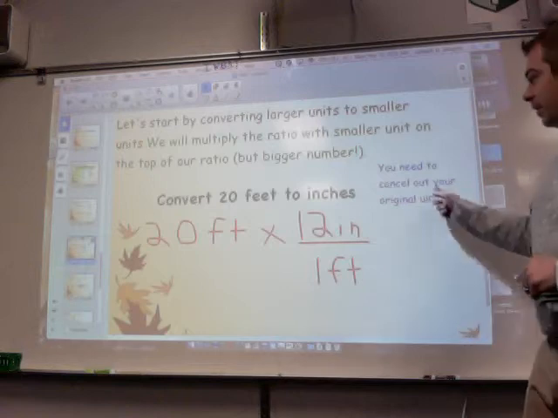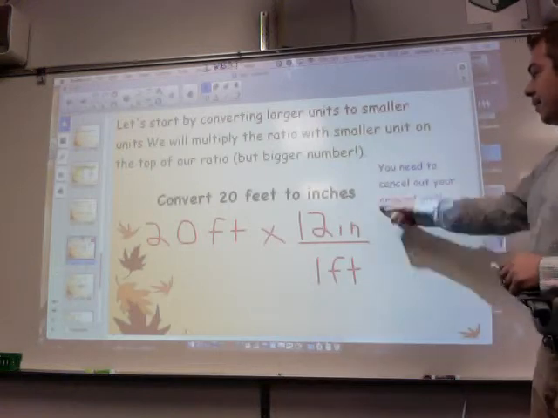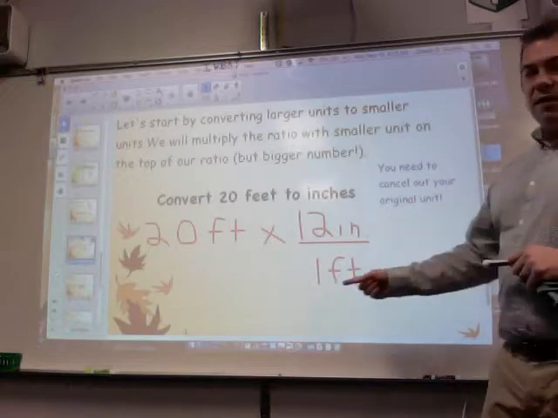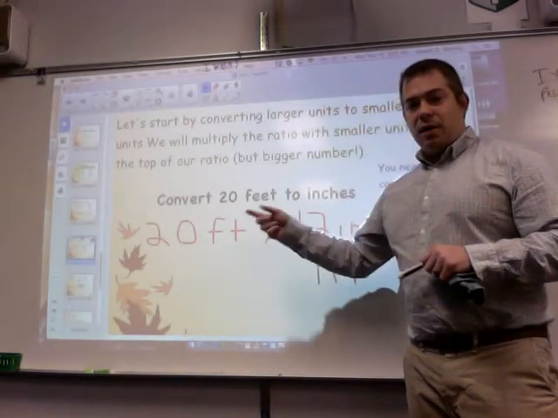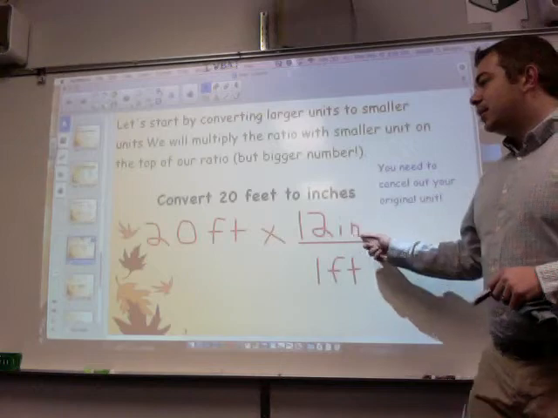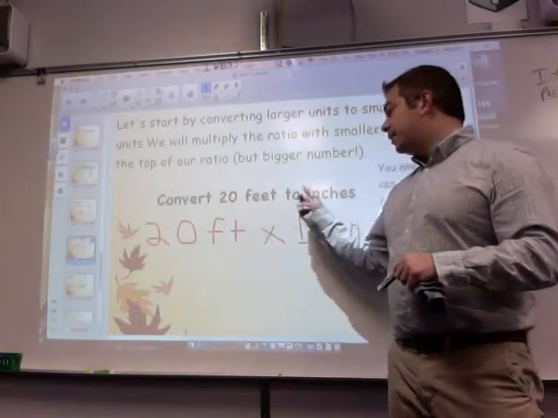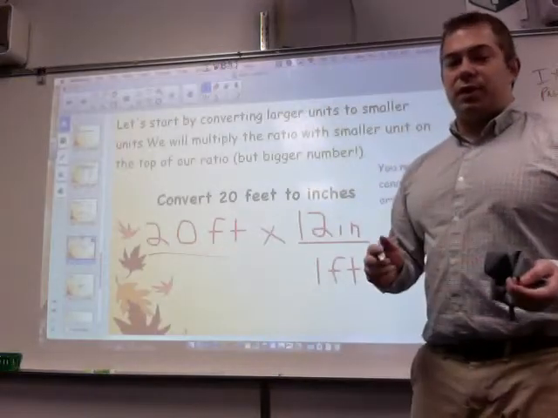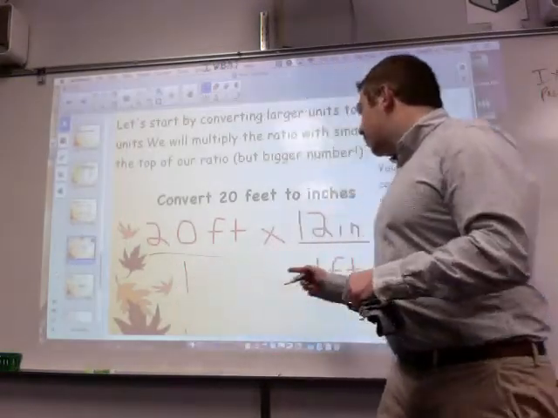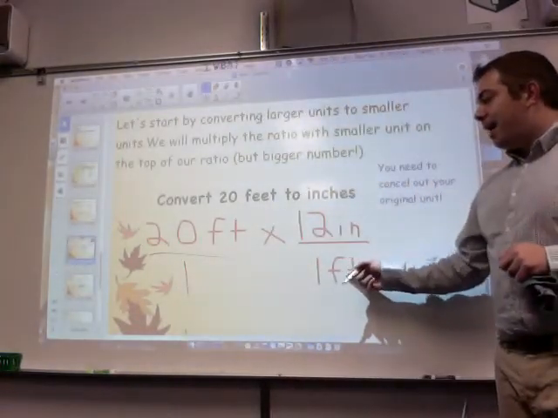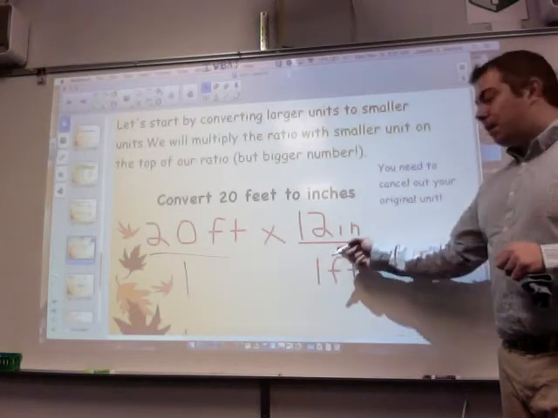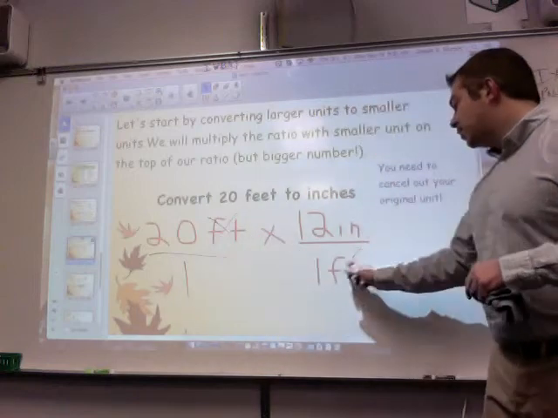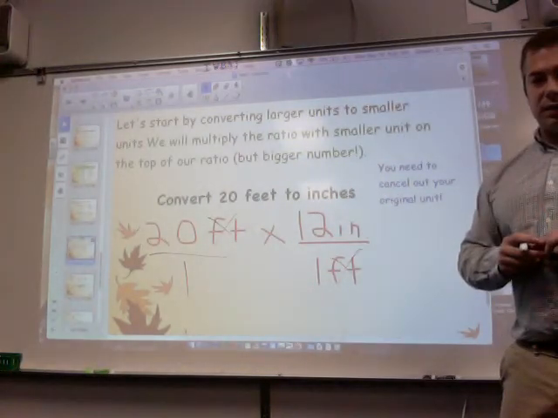Now, I also put a side note over here that's very important for you to notice. It says you need to cancel out your original unit. So my original unit is feet, and I want to get rid of that and be left with inches, because I'm converting feet to inches. So I'm going to set up my fractions here. 20 feet is really 20 feet over 1. Notice how my 1 foot is on the bottom of this ratio, because these feet will cancel each other out and I'll be left with inches.